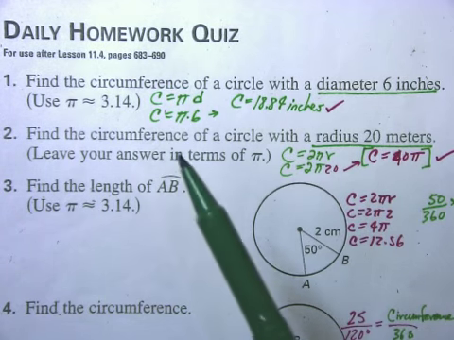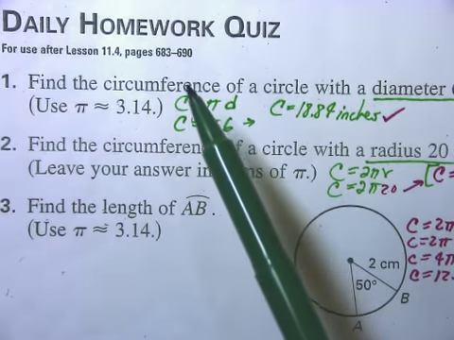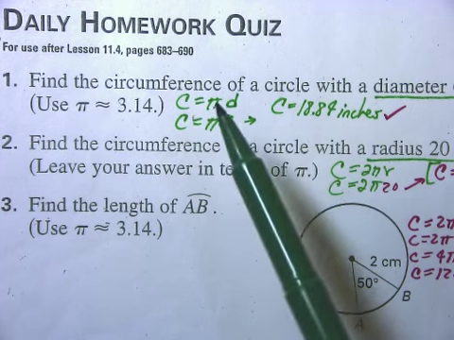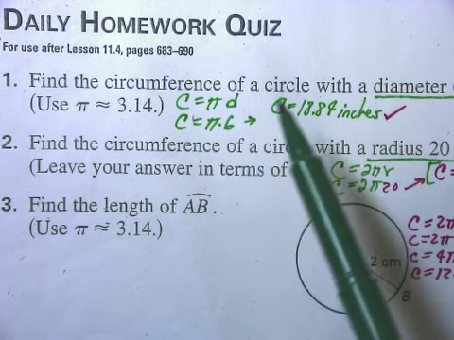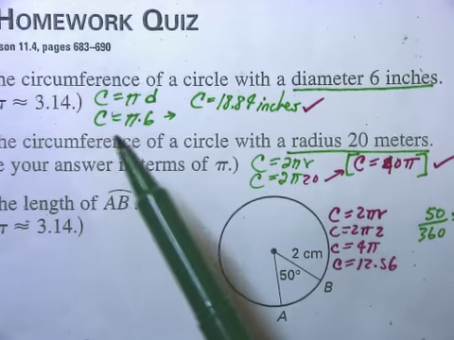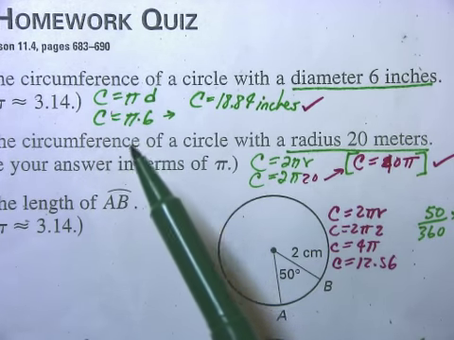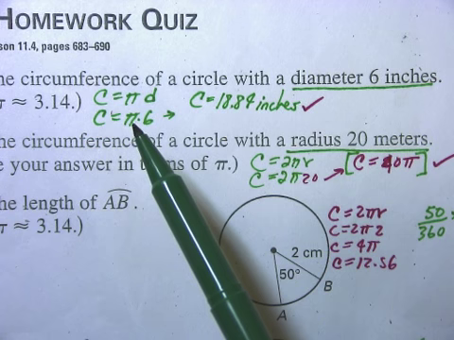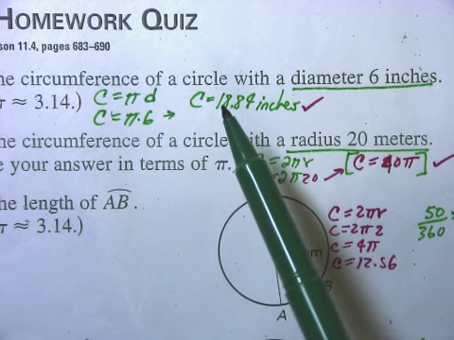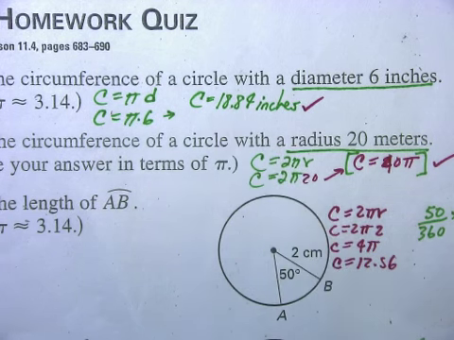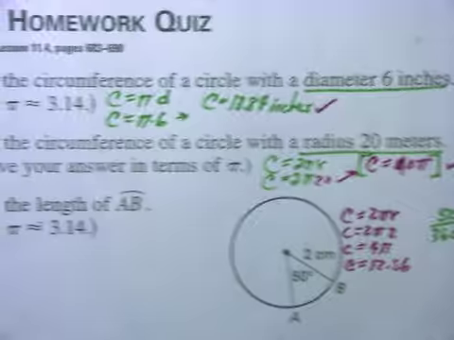Well, remember that one of the formulas for the circumference is circumference is equal to pi times the diameter. Here, the diameter is 6. So you can say circumference is equal to pi times 6. So pi, which is 3.14, times 6 is going to give us 18.84 inches. And that's your answer. It's pretty straightforward.